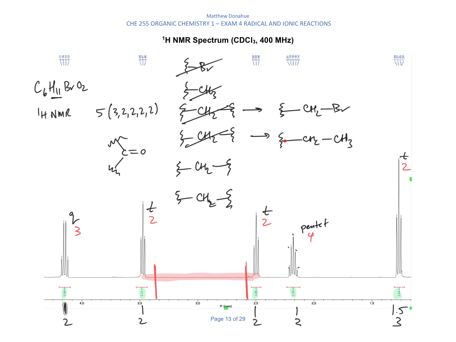Now this has to be bonded to a heteroatom. But this CH2 is already bonded to a heteroatom. So this CH2 has to be that CH2, and that CH2 has to be bonded to a heteroatom. The only heteroatom left is an oxygen. And so this can now become fragment OCH2, CH3.